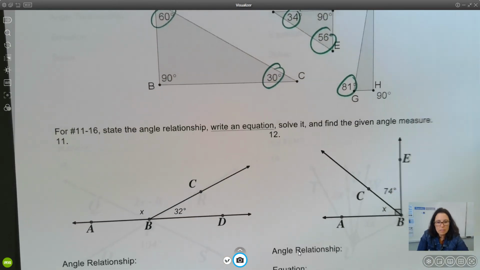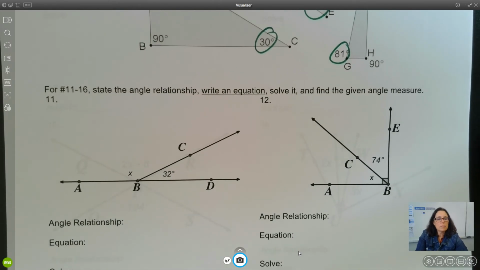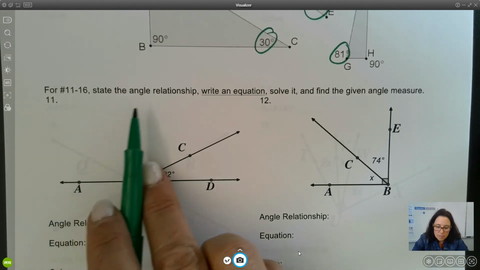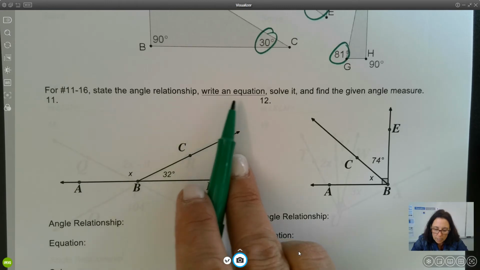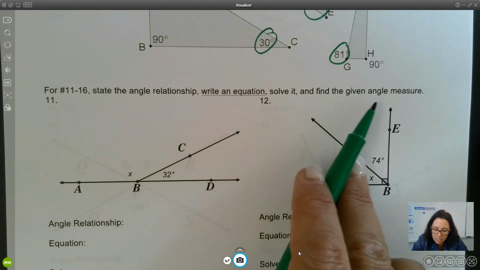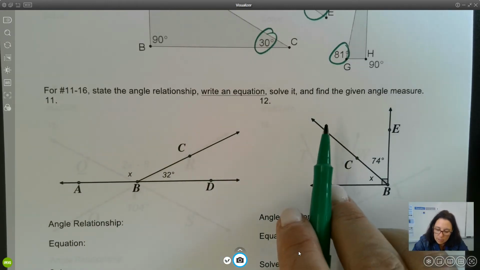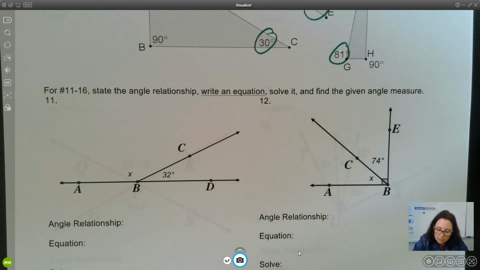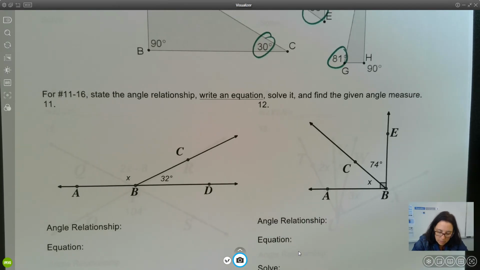Okay, let's do some of these. State the angle relationship, write an equation, solve it, and find the given angle measure. Find the unknown angle measure, I think is what that should say.